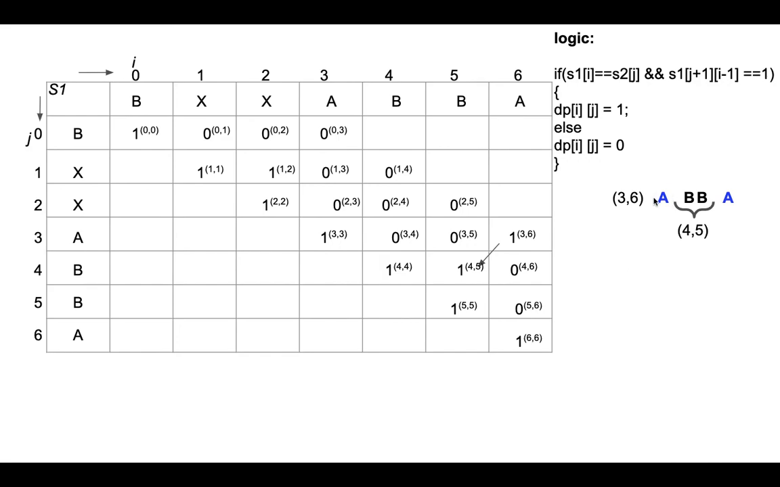We are comparing both of the boundary characters, which are A, and both of the boundary characters are equal. Now we check whether the string in between both of the characters is palindromic or not by increasing 3 by 1 and decreasing 6 by 1, which gives the cell 4 and 5. The cell 4 and 5 represents the string in between both of the characters, and its value is 1. That means this string is also a palindromic substring.